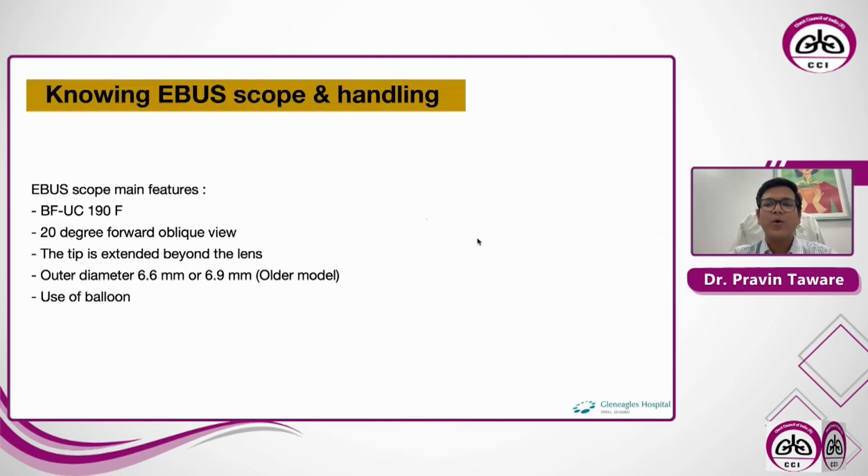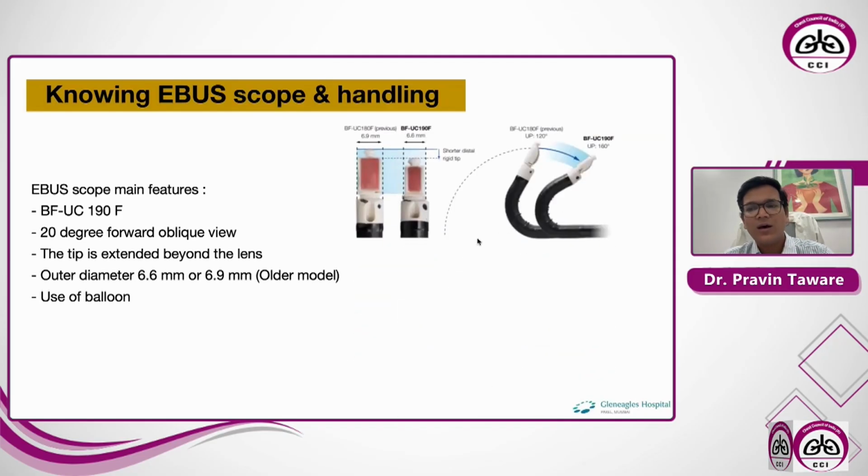Knowing EBUS is very important. As an IP person, you should know all the new EBUS scopes and their characteristics. Like this is the new EBUS scope BF-UC190, which has a 20-degree forward oblique view, as compared to the previous model, the 180F, which has a 35-degree oblique view. The tip is extended beyond the lens.